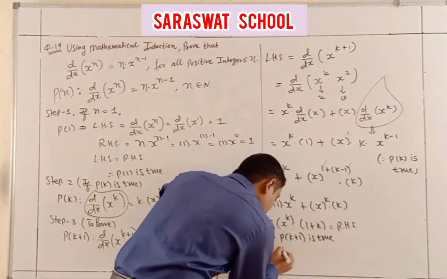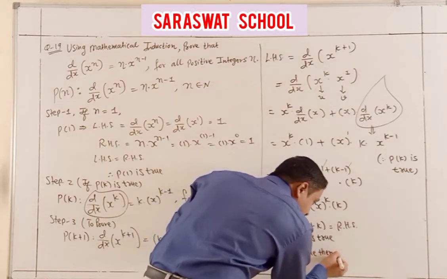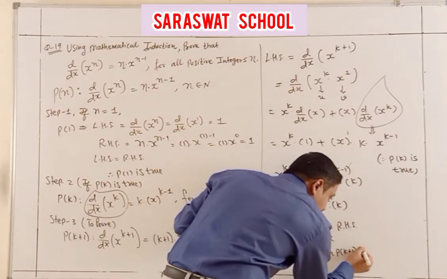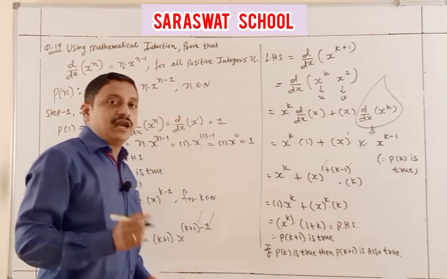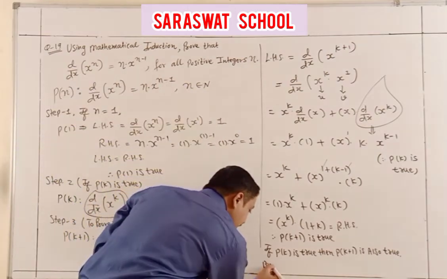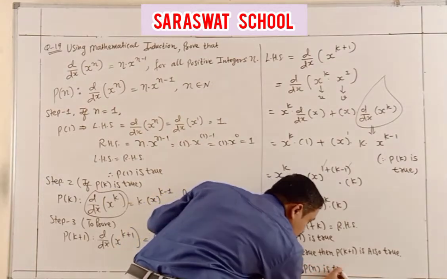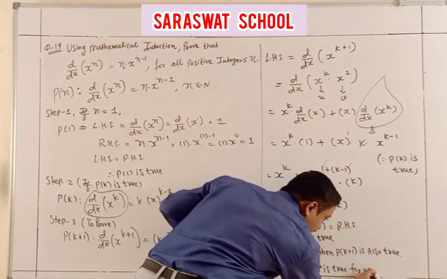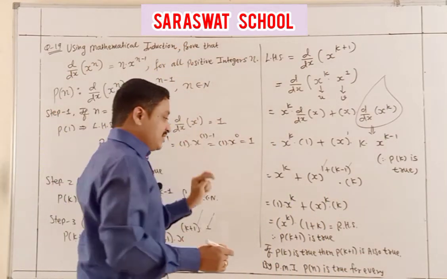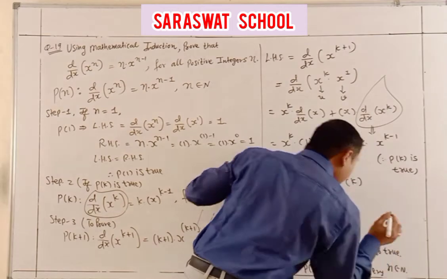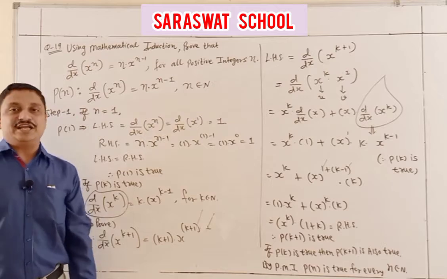Continue. If P(k) is true, then P(k plus 1) is also true. And that's your last statement: by PMI, P(n) is true for every positive integer, or natural number, as you like. And yes, students, you can cover this 19th question easily.